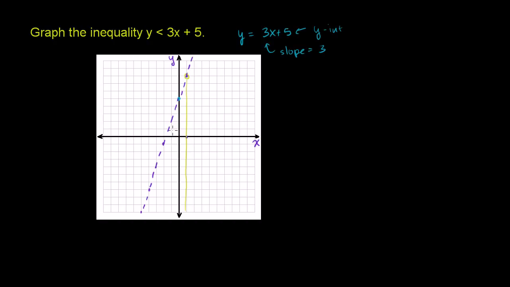But we're not going to include it. So that's why I made it a dotted line, because we want all of the y's that are less than that. So for any x, so you pick an x. Let's say x is equal to -1. If you evaluate 3x plus 5 for that x, you'd get here. But we only care about the y's that are strictly less than that. So you don't include the line.